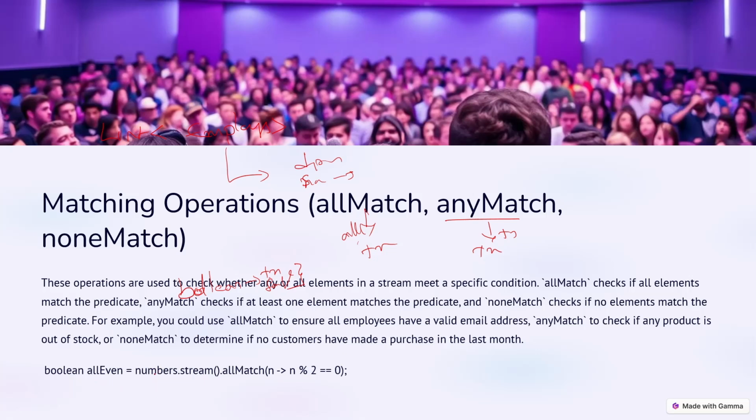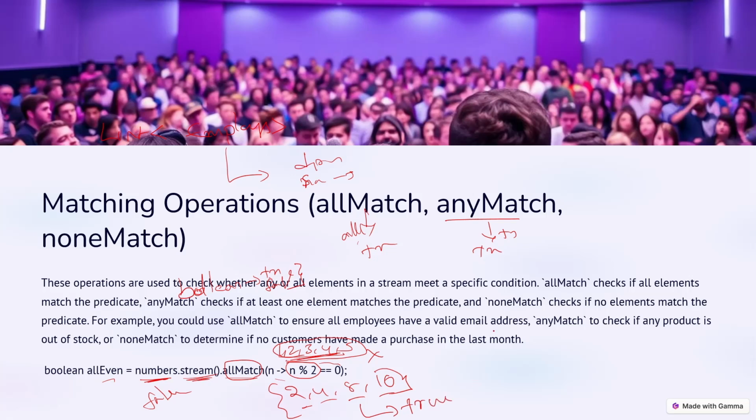Okay, let's see an example like a numbers stream, and allMatch. What will it do? If all the elements present in this list, let's say it has 1 2 3 4 5, are all even numbers, with the condition n % 2 == 0. Not all of these are even numbers, right? Then what will it return? It will return false. If the list has 2 4 8 10, in that scenario all the elements are even numbers, so in this condition it will return true.